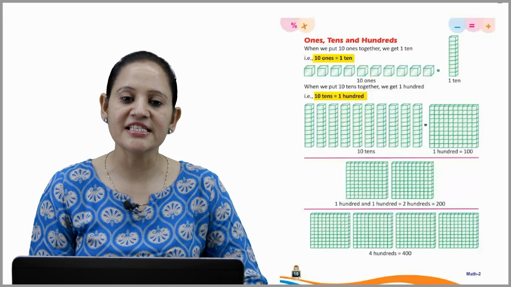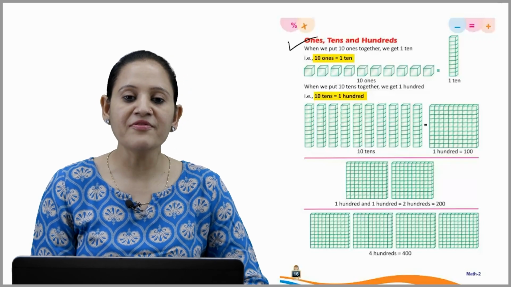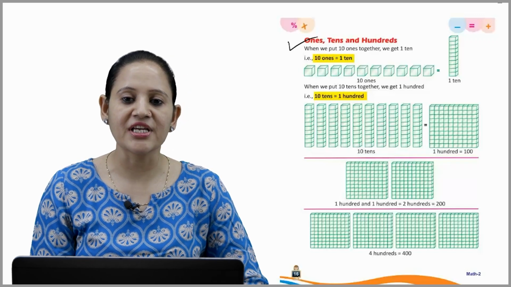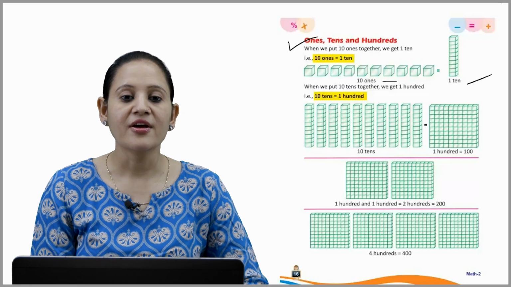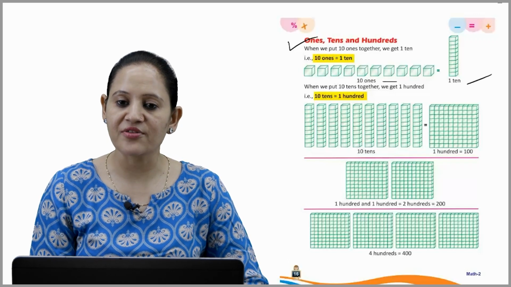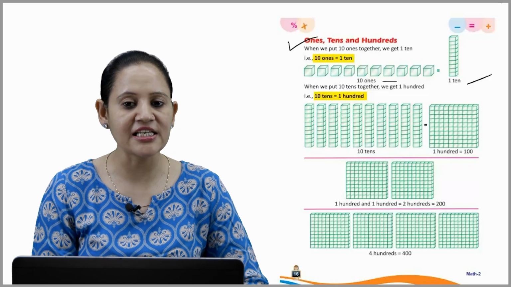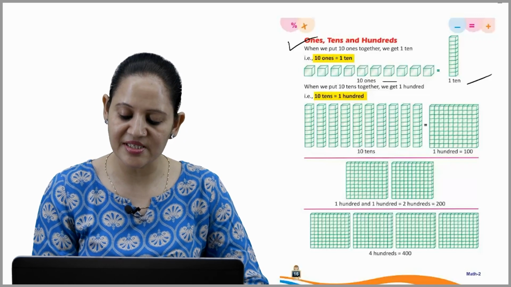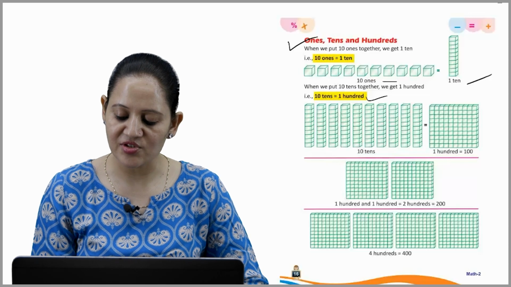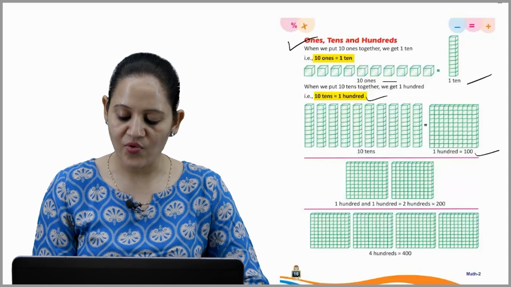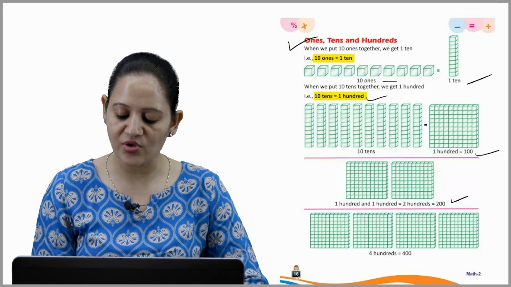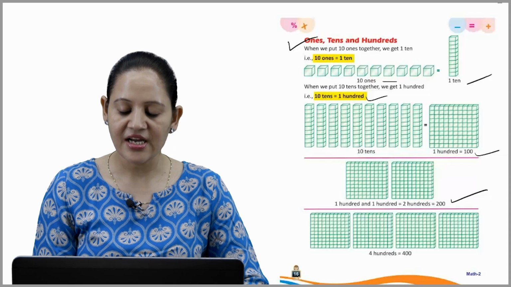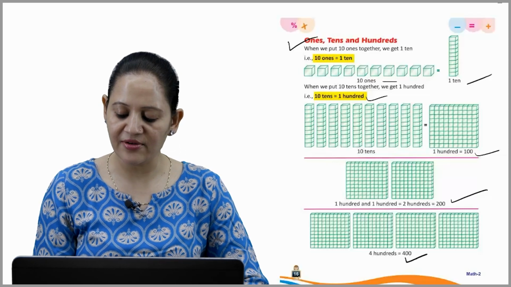Next, ones, tens and hundreds. When we put 10 ones together, we get 10. So 10 ones equals 10. When we put 10 tens together, we get 100. 10 tens means 10 into 10, that is 100. So 100 and 100, that makes 200. And 4 hundreds, so it will make 400.